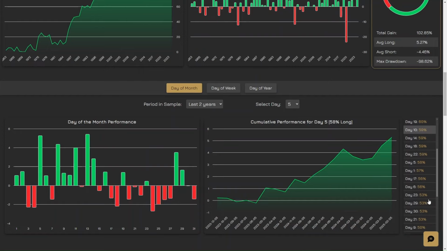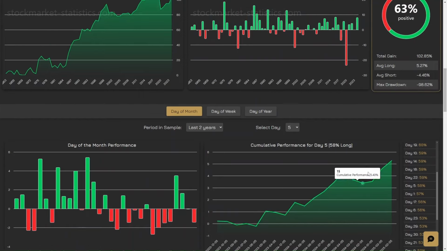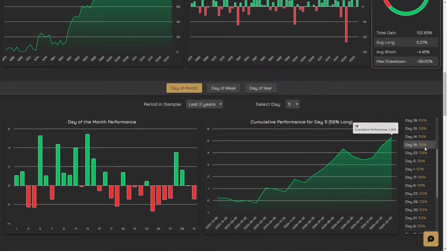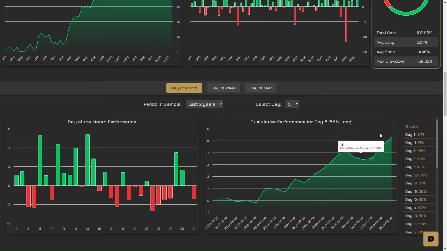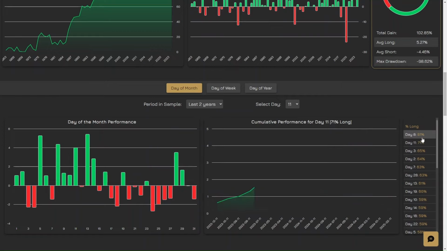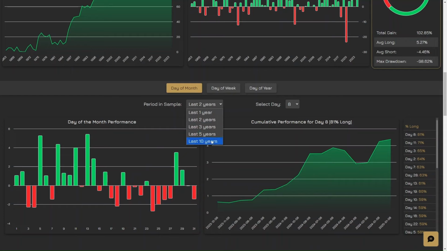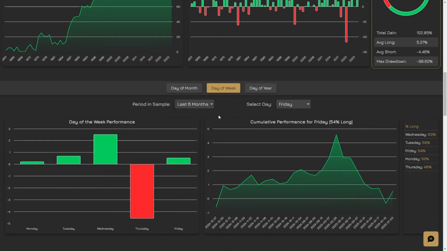On the right, you can see the cumulative backtest of performance, while the list displays all the days of the month ranked by long and short percentages. By clicking on an entry, its backtest will automatically open. We can also adjust the sample period as we wish. Similarly, we can analyze the distribution of weekdays to check if the market tends to be imbalanced on certain days. And almost always, it is.